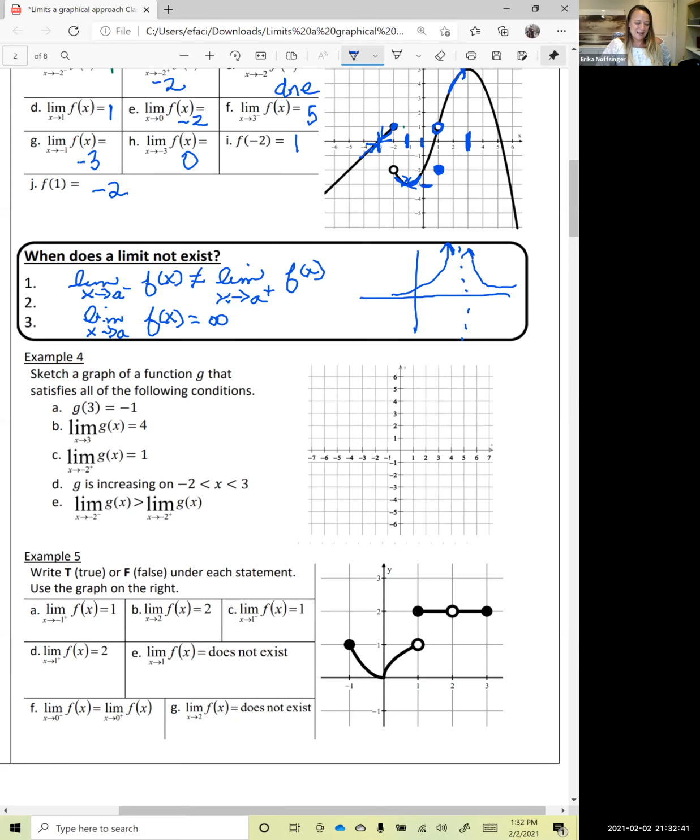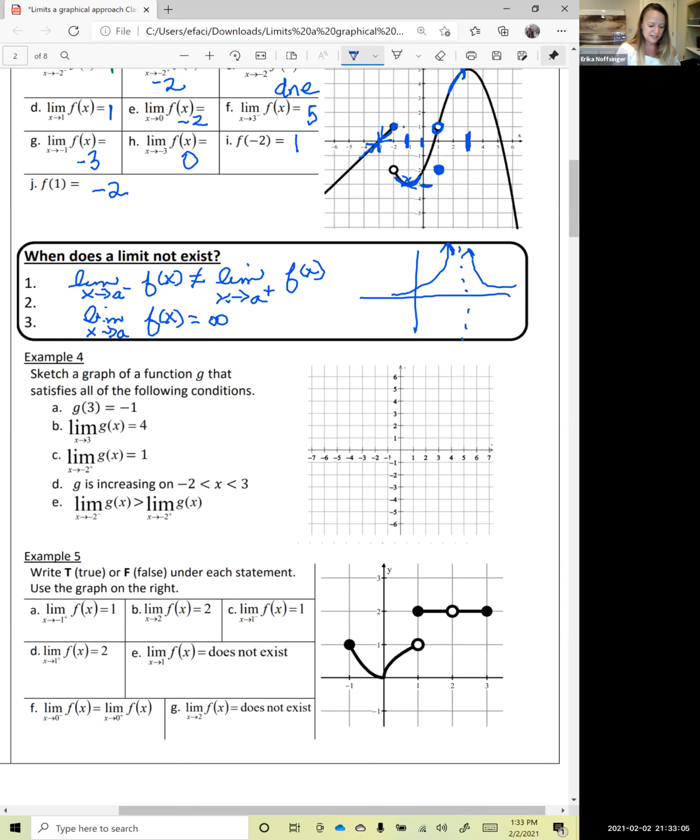Okay, so the next example is kind of nice because it's giving us the conditions of a graph and it wants us to graph it. And so it really helps to know what's going on and what the notation means. And so this kind of tests that you know that or not. So g of 3 equals -1. And so you should know what that is talking about.